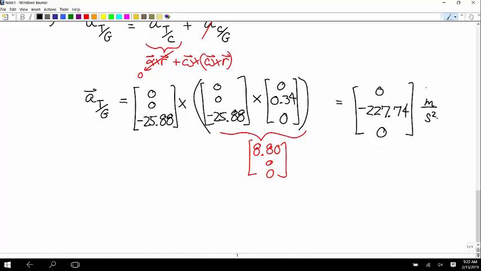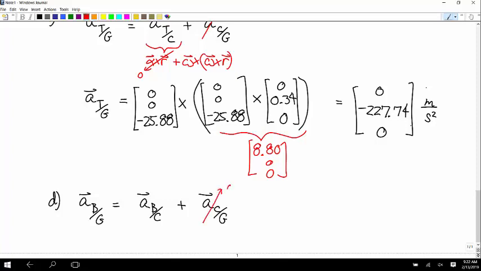Okay, so does this make sense physically? Yes, we're talking about the top point of the wheel. The only acceleration is centripetal, and that centripetal acceleration then is down in the negative y direction. So what do you think is going to be the answer for D? So the acceleration of the bottom relative to the ground is equal to the acceleration of the bottom relative to the center plus the acceleration of the center relative to the ground.